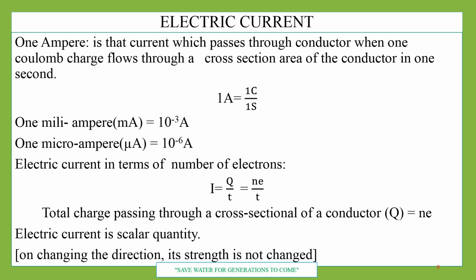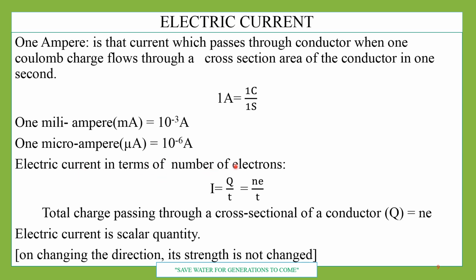Now again, what is the definition of 1 ampere? How will you define 1 ampere? 1 ampere is the current when 1 coulomb of charge flows through a cross-sectional area of a conductor in 1 second. Here this portion is showing the cross-section. How many electrons are passing through this in 1 second? From this given area, how many electrons are passing through? And the smaller units are: milliampere, 10 raised to minus 3 A, and microampere, 10 raised to minus 6 A.